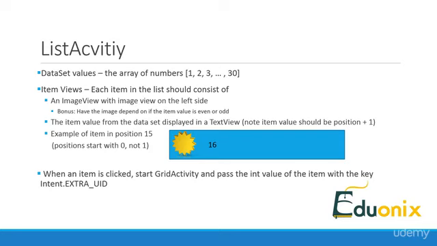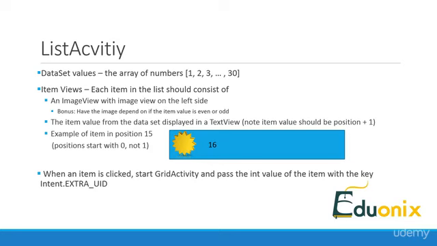Each item view in the list activity should consist of a view containing an image view on the left side of the view. This image can be an asset added to the project or an Android resource as previously demonstrated. Bonus for having these images alternate for even and odd positions.